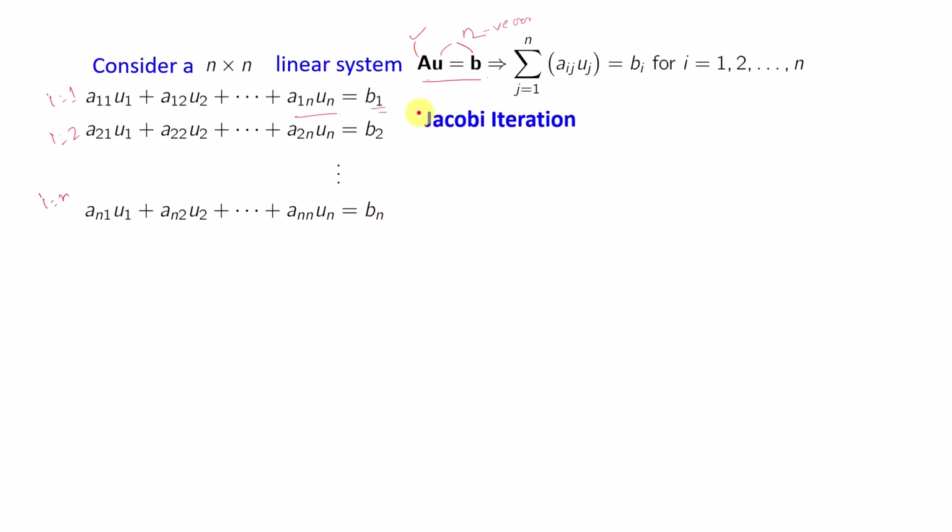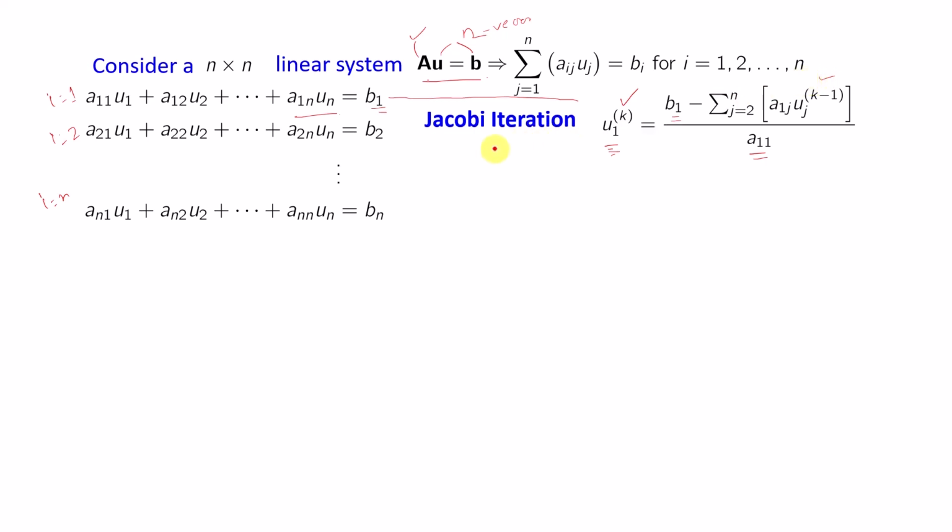Jacobi iteration, what it does is that when it is solving, let us say for U1, it takes equation 1 and keeps A11 U1 on the left hand side, everything else it puts on the right hand side, then divides both sides by A11. So in a sense U1 will be given by B1 minus everything else other than U1 that was on the left hand side, and then I divide by A11. So I get this estimate of U1 at the kth iteration, but all other U's on the right hand side are at the k minus 1th iteration.